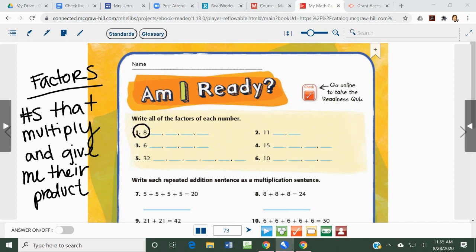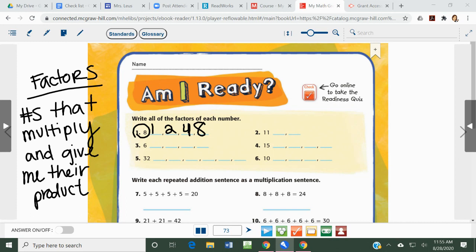So always start out at the bottom. 1 times 8 is 8. 2 times 4 is 8. 5, 6, and 7 are not factors of 8 because they don't multiply to give me 8. So all of our factors are written right here: 1, 2, 4, and 8.